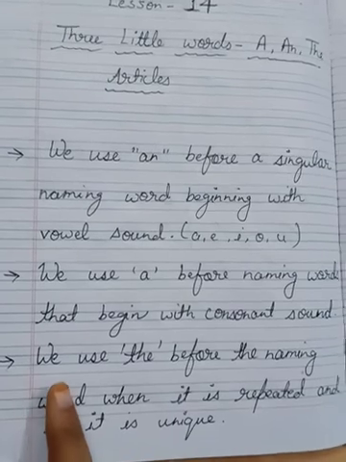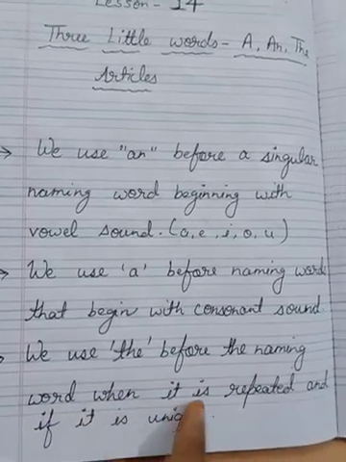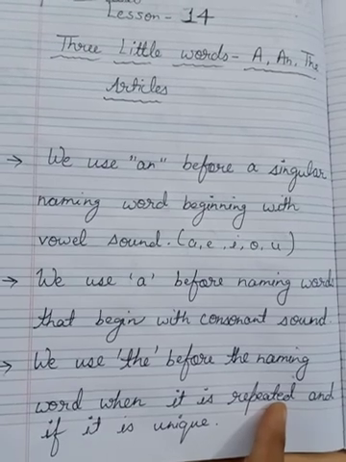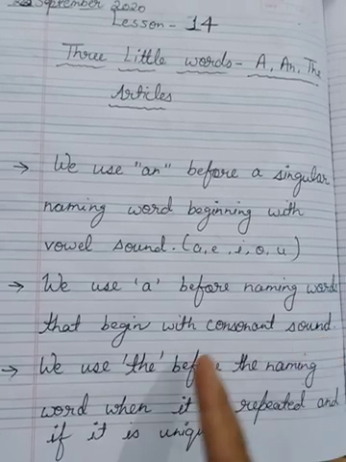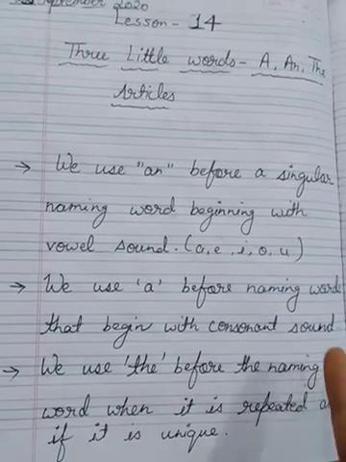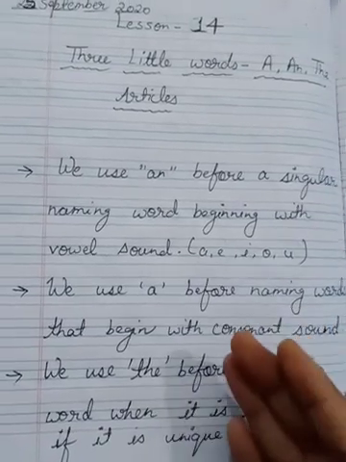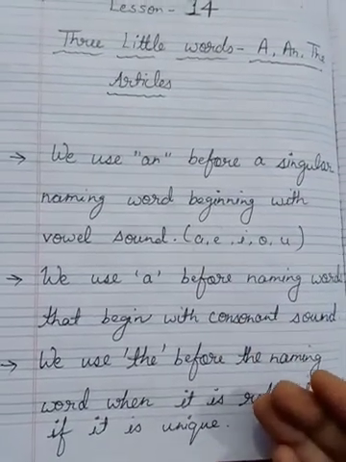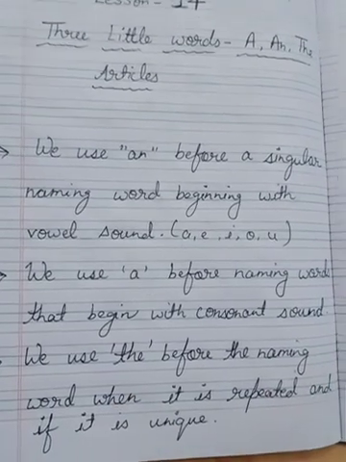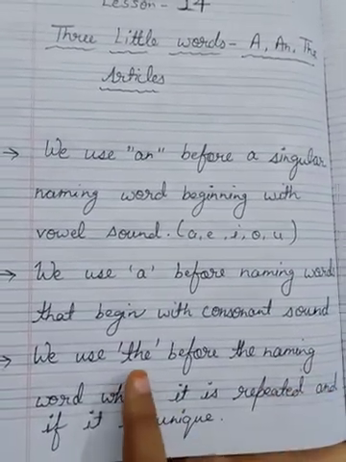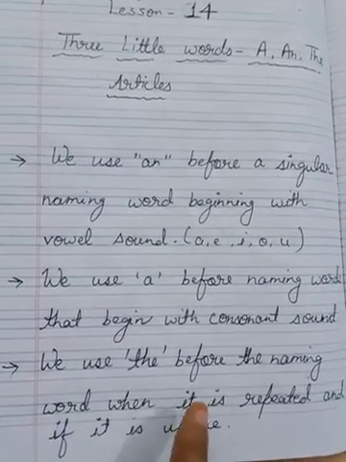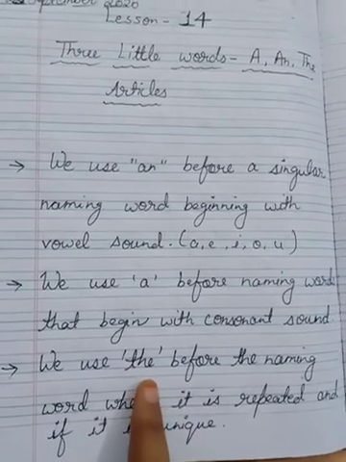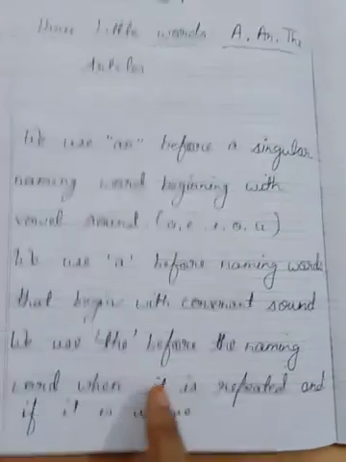Okay, now next we use the before the naming word when it is repeated. Means, the girl is going, this is a girl. Okay, the girl is going, this is a girl is one sentence, and girl we are again repeating, then we will write the girl. And where we have to use the: if it is unique, if there is any unique thing, unique naming word, then we will write the before that naming word. So for better understanding, we will do this exercise.